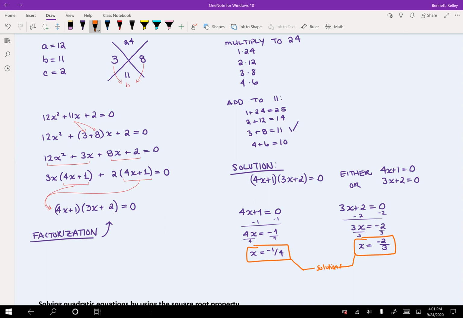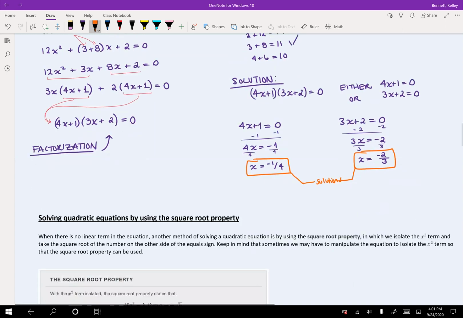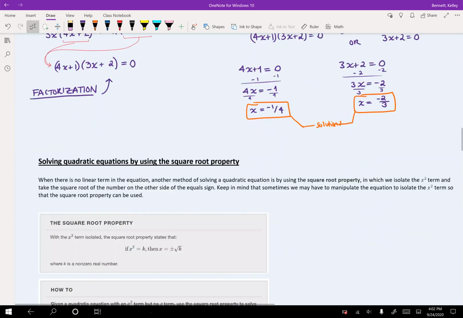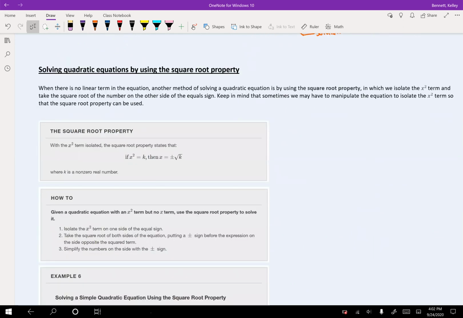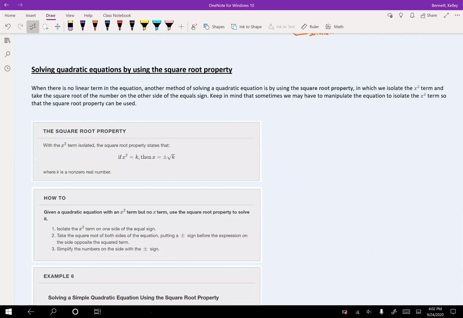So the next thing that we can do in order to solve a quadratic equation is we can use the square root property. So the square root property can be used when we don't have a linear term, right? So we just saw that our equations were ax squared plus bx plus c equals 0. That was our standard form. And this guy whose power is 1, this is our linear term.